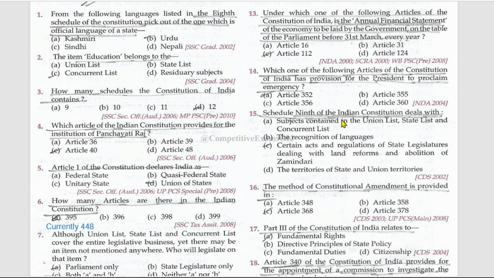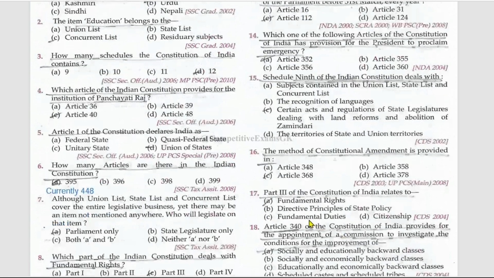Schedule 9th of the Indian Constitution deals with certain acts and regulations of state legislatures dealing with land reforms and abolition of Zamindari. The method of constitutional amendment is provided in Article 368. Part 3 of the Constitution of India relates to fundamental rights.